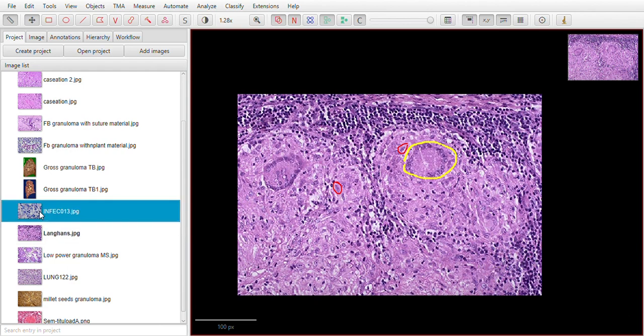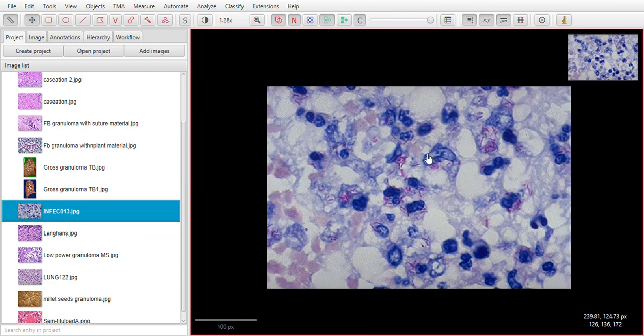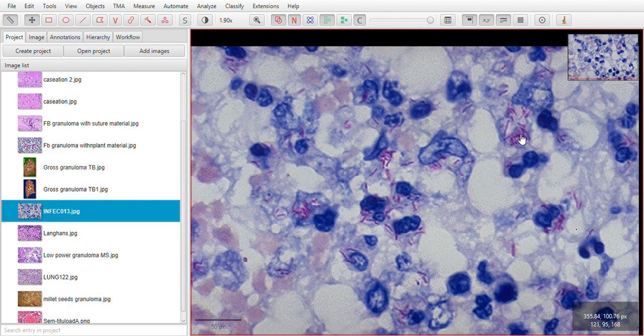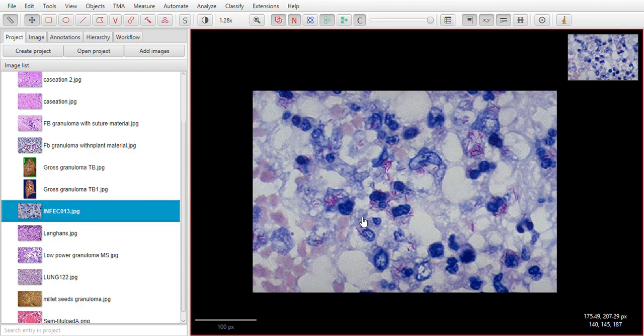The organism which very commonly causes this granulomatous inflammation is Mycobacterium tuberculosis. You can see that this is an acid-fast stain, and on acid-fast stain you see these pinkish rod-like structures which are nothing but Mycobacterium tuberculosis, confirming our diagnosis of a tuberculous granuloma.